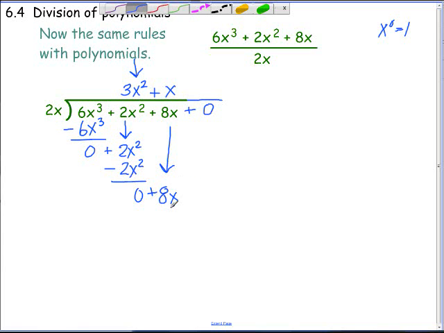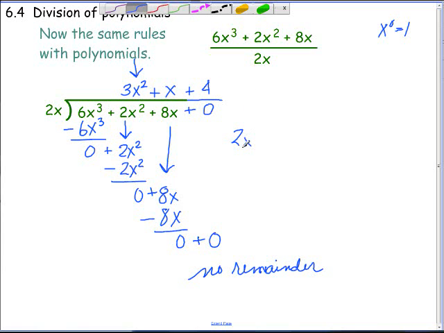All right, what do I multiply by now? 4. All right, plus 4. And I get 8x, which I subtract. I get 0 plus 0, so I have no remainder. When I have no remainder, that's something I like, because that means this factored into this evenly.